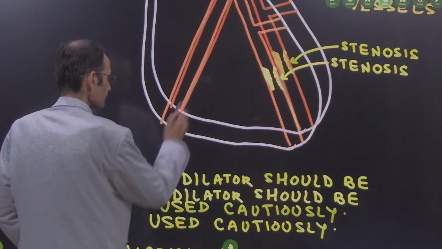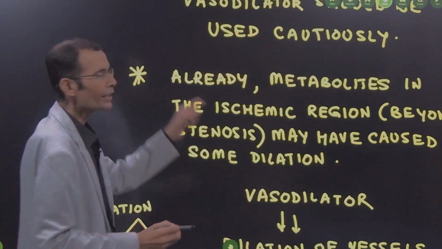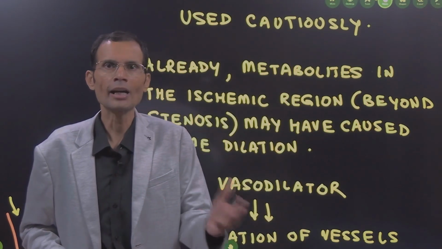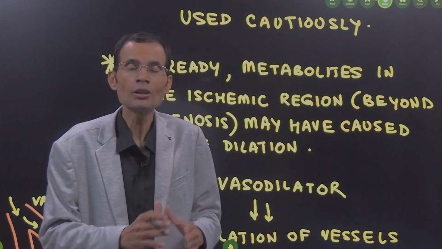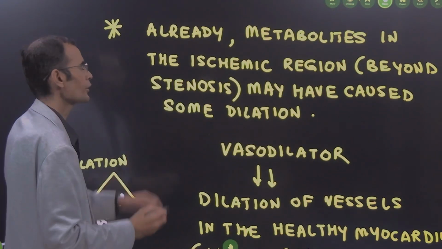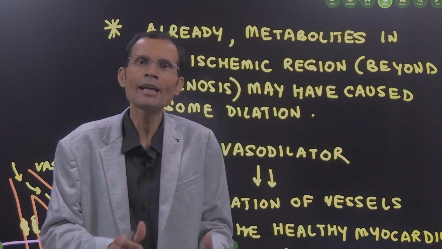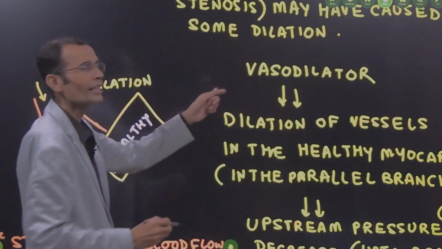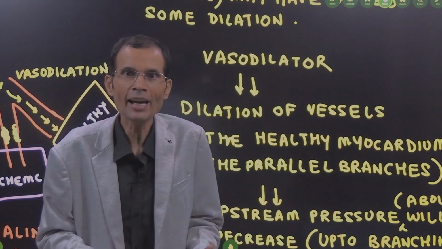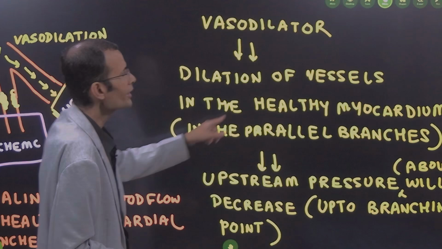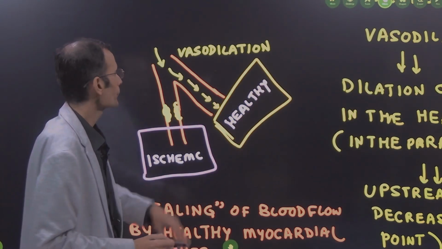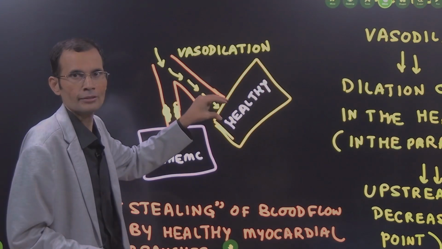Why? Let's see here. First things first, already the zone was ischemic, and therefore it might have released certain metabolites like lactic acid or H plus, and those metabolites in the ischemic zone are vasodilators. They dilate the vessels. So those metabolites in the ischemic region beyond the stenosis may have already caused some amount of vasodilation in that region. So when you give a vasodilator drug, expecting that it will dilate the vessels in the ischemic zone, instead what happens is there is dilation of the vessels in the healthy myocardium. I mean the coronary vessels which are going towards the healthy myocardium. There will be more dilation in those vessels.